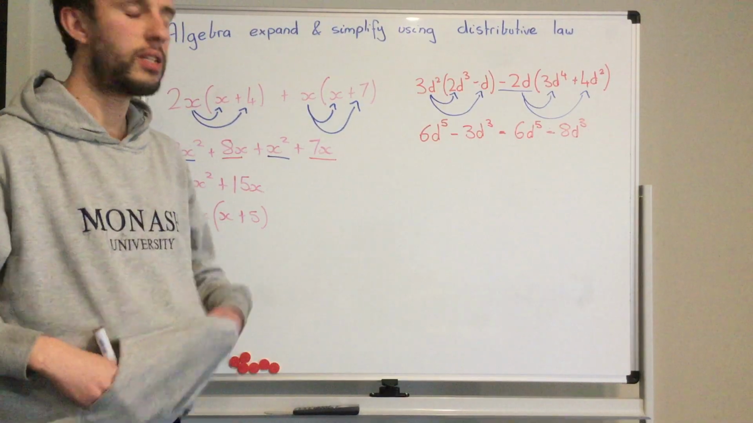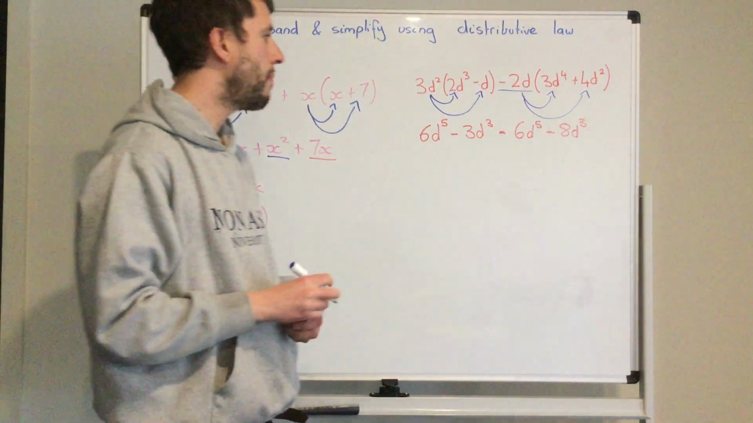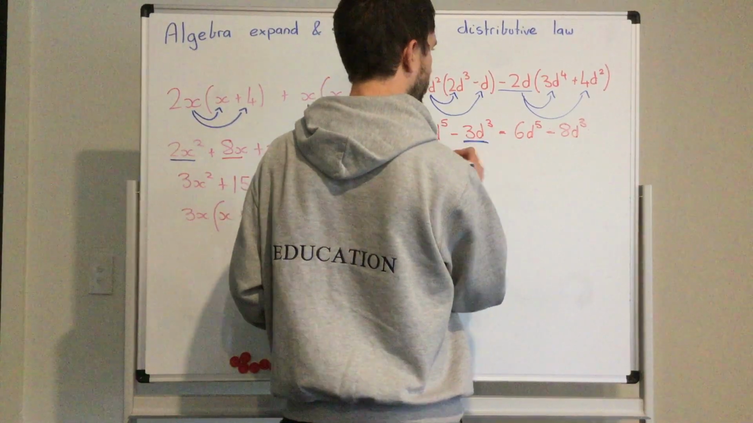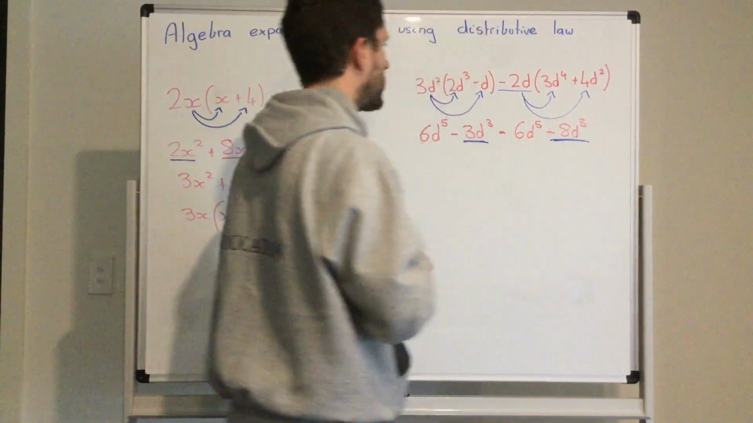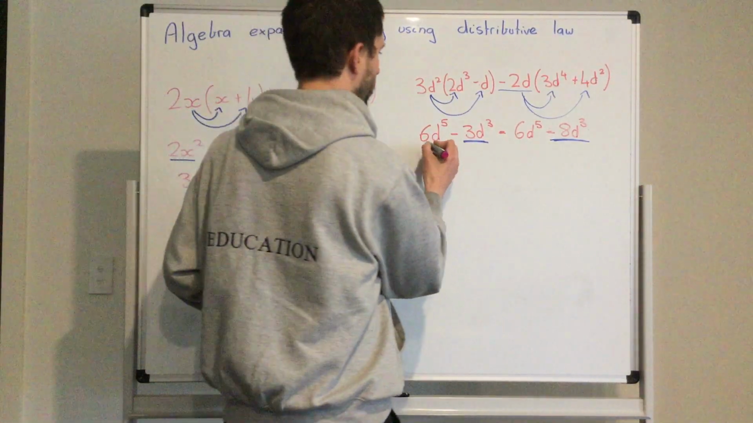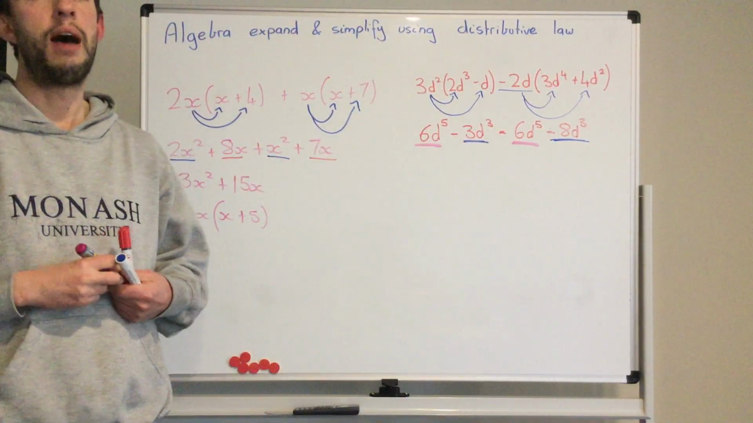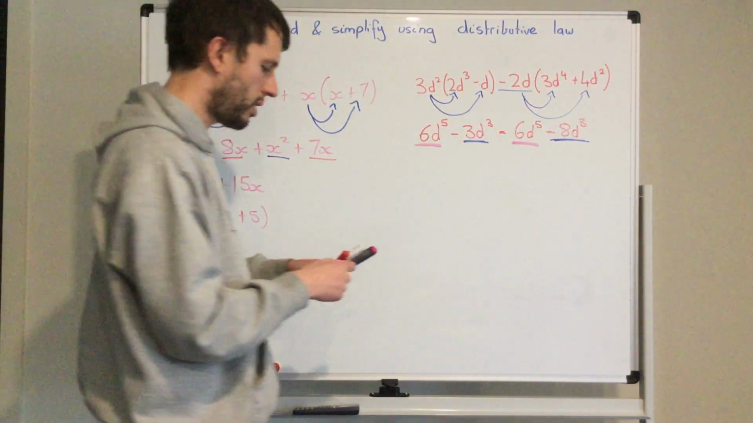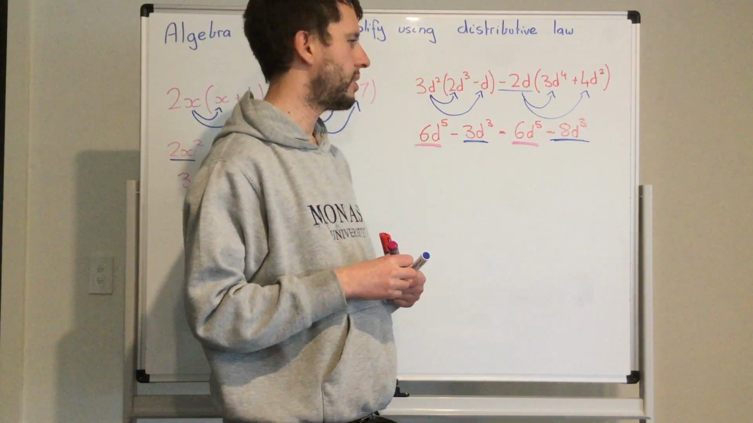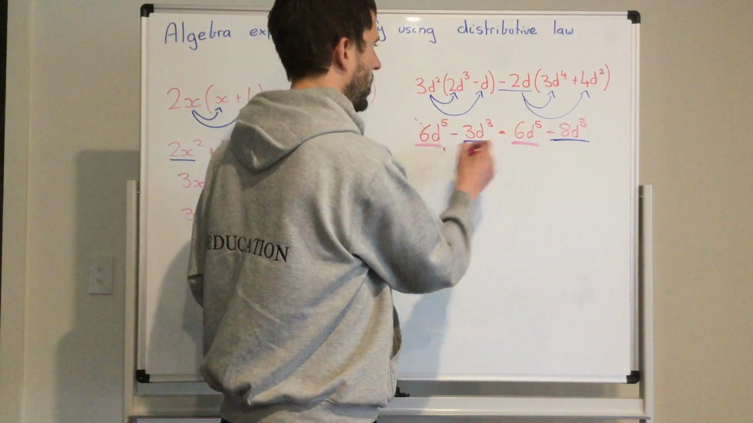Okay, now that I've done this, the next part I need to do is simplify, and that means thinking about like terms. So far, I have my d cubes that are like terms, and also I have my 6d to the power of 5, which is a like term as well. So I'll start off with this. 6d to the power of 5 minus 6d to the power of 5. That just means I have nothing. So they cancel out.